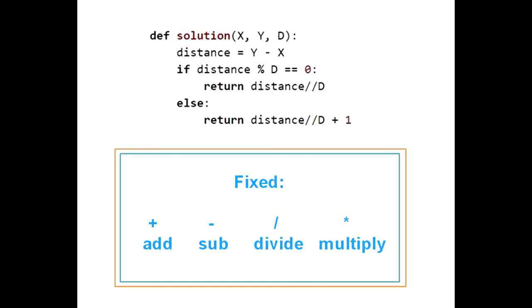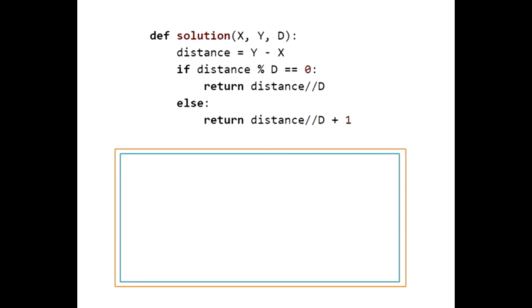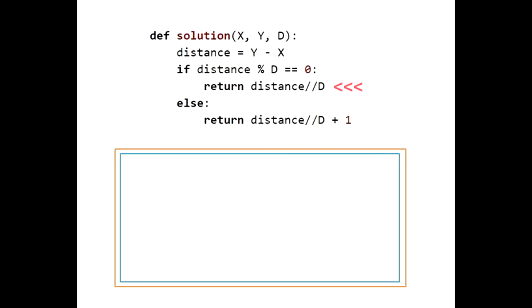In this solution, subtraction. This example uses an if and else statement to cover even-numbered distances and odd-numbered distances. Floor division is used to avoid floats or decimals and returns whole numbers. And because floor division rounds down, a 1 must be added on the odd-numbered results.